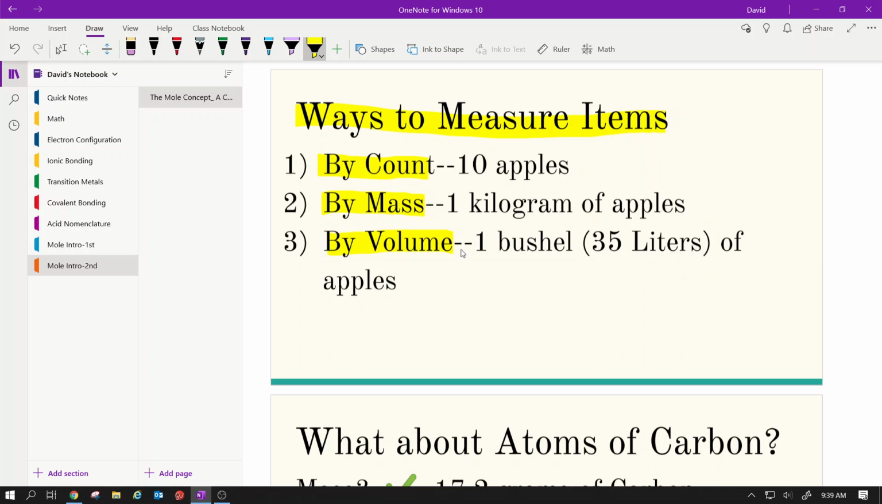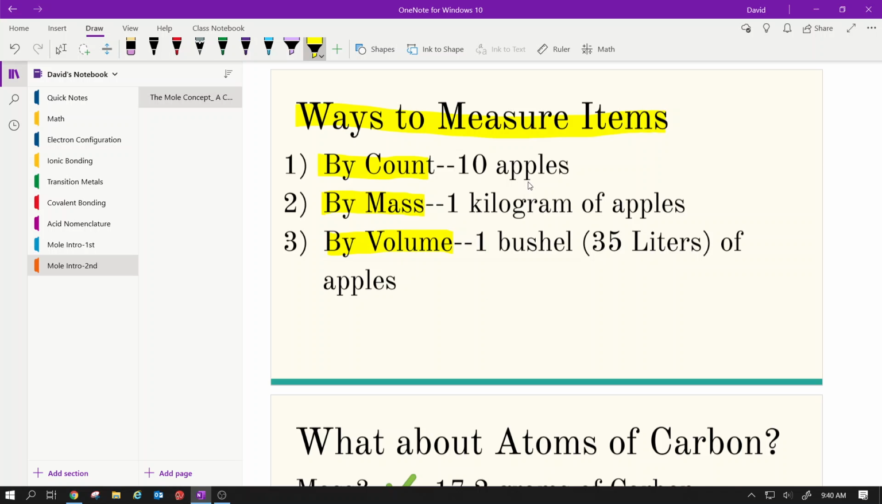A third way that's less common for us as consumers is by volume. For example, a lot of farm produce is sold by bushels. A bushel of grain or a bushel of produce. One bushel, like one of those big bushel baskets, is equal to about 35 liters. We're used to using liters for liquid, but it's actually a measure of volume. So 35 liters is about 35 of the regular 1 liter Gatorade bottles. So those are 3 different ways that we can count and measure items.